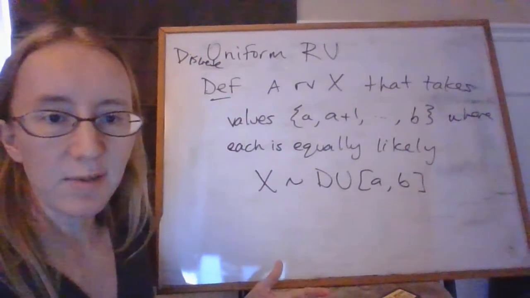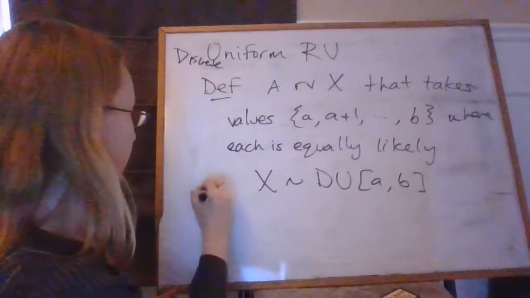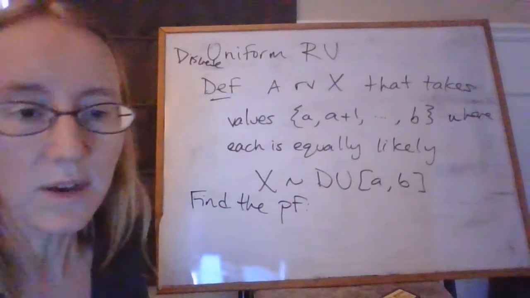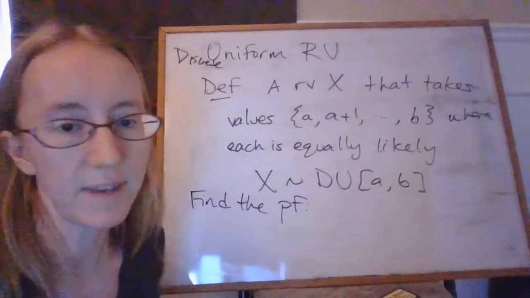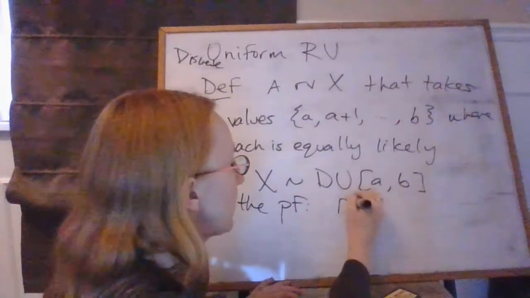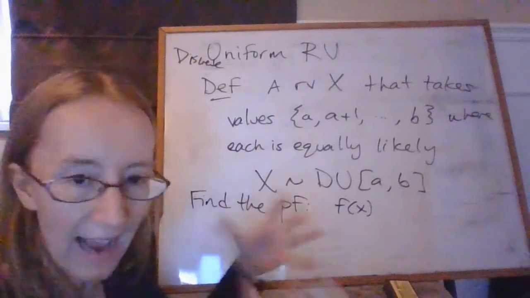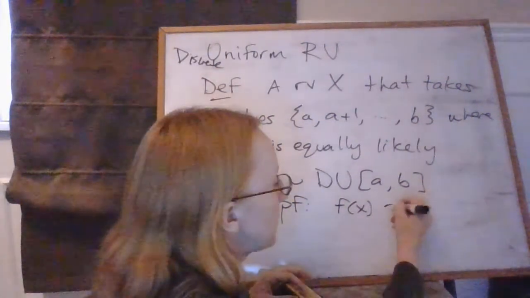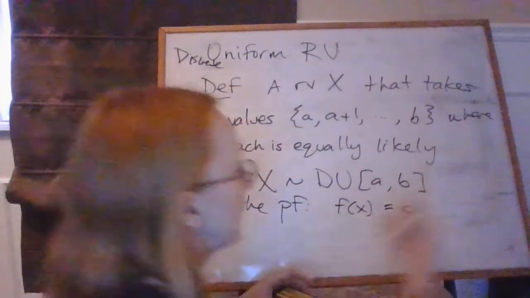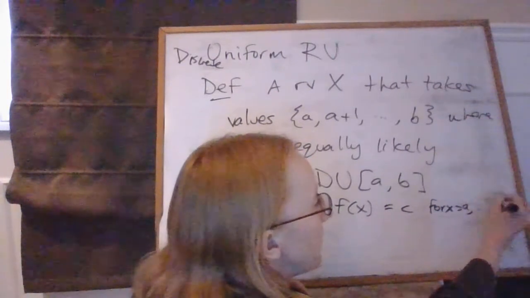So the cool thing about the discrete uniform random variable is that it's really easy to determine what its probability function is. Let's find the probability function. Well, we know that all of the values of this random variable are equally likely, which means that this probability function, f of x, must be a constant. It can't depend on the value because it has to be equal. So let's call it a constant c, for x equals a, a plus 1, a plus 2, etc., up to b.